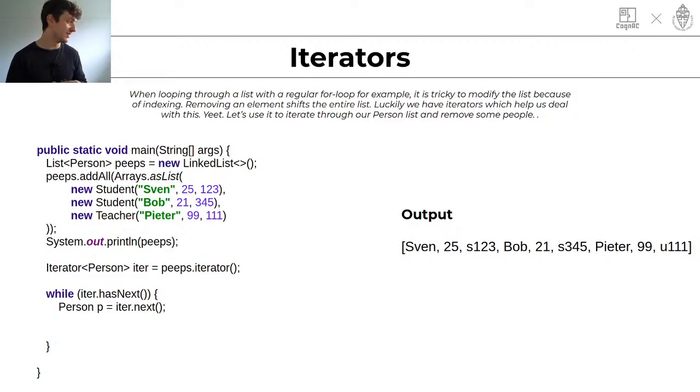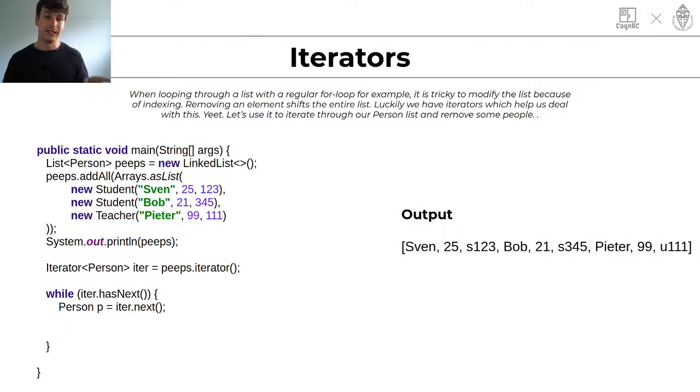And I see that there's a question. Why do you write Arrays.asList here? This is just a very quick way of adding some default objects to a list. What you could also do is basically just say peeps.add(new Student Sven), peeps.add(new Student Bob), peeps.add(new Teacher Peter). This is just a quicker way to add a couple of elements to a list.